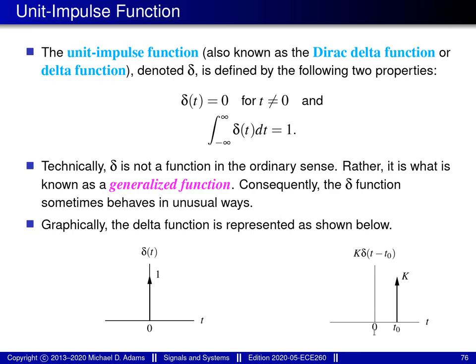So if it's shifted by t0, it's going to be shifted horizontally by an amount of t0. In this particular case, t0 must be positive. And k is just indicating the weight that's attached to the delta function. The delta function has been scaled by a factor of k, so the way we denote this is by putting a k next to the arrowhead here.